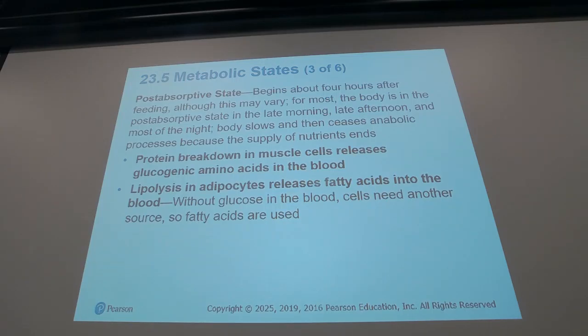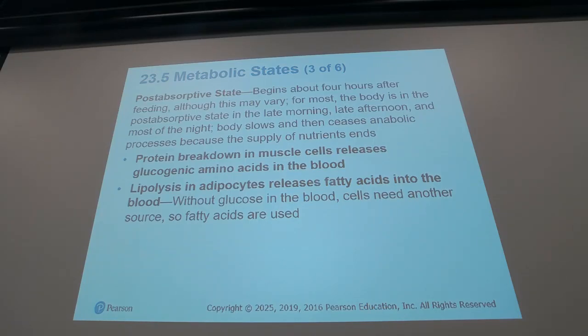So if you have glycogen, you will start breaking it down, but if you run out of glycogen, then the second molecule that we will start using will be lipids, and then if lipids are gone, we'll start breaking down proteins. And protein breakdown in muscle cells will release specifically glucogenic amino acids in the blood. That's the first type of amino acids that you will release.